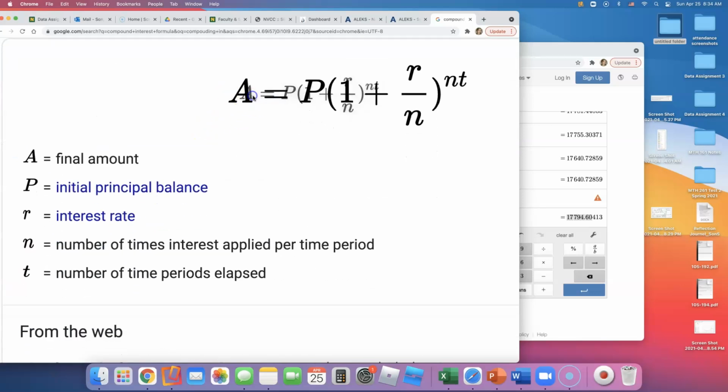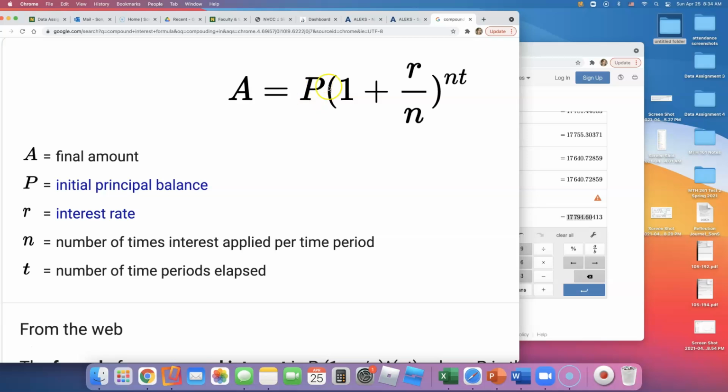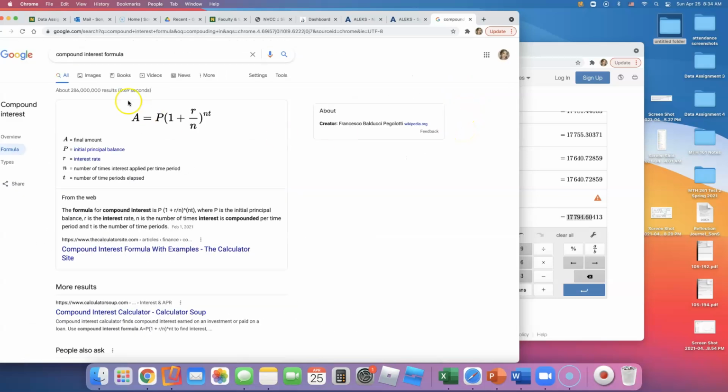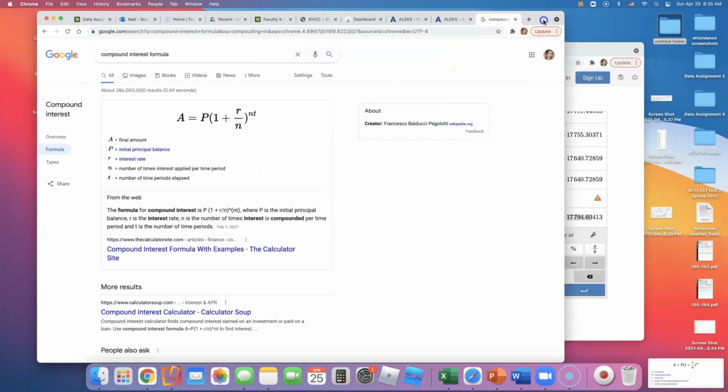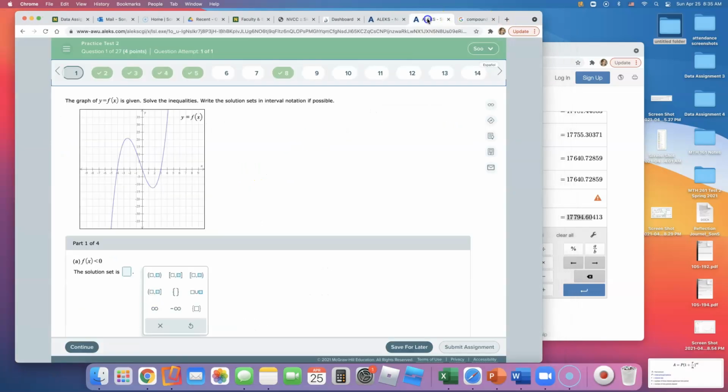The final amount equals the initial principal times 1 plus rate divided by n, getting raised to the n times t power. So this is a good formula. I'll go ahead and take a screenshot of this and put it on Canvas for you, if you don't have one from your notes. I think we did, we definitely went over this. But it's a good problem. That was number 8 on the practice test.